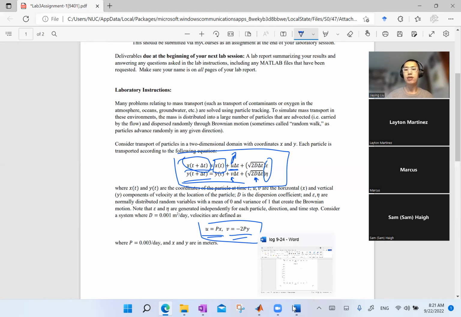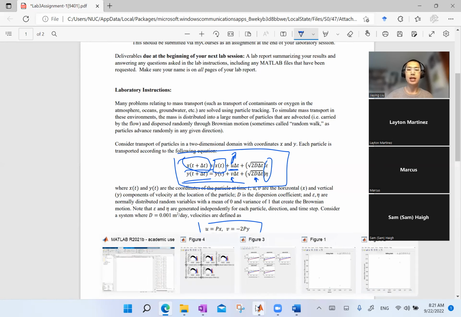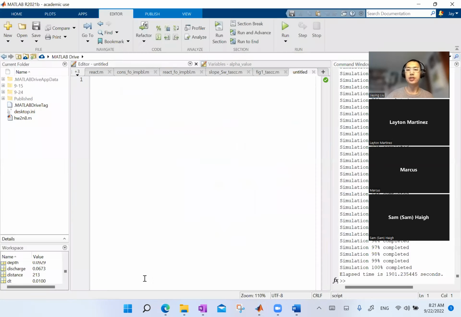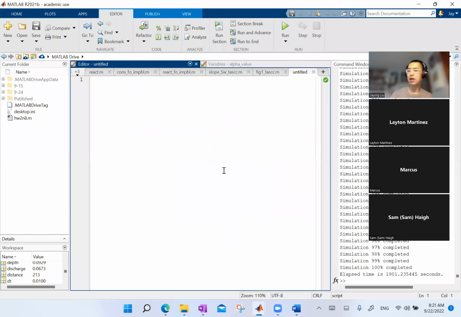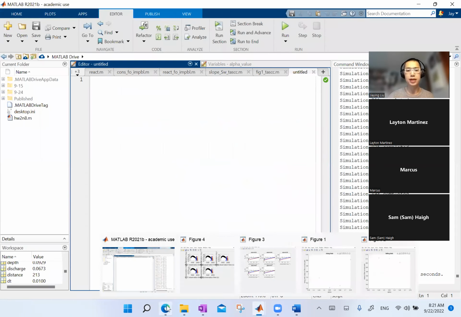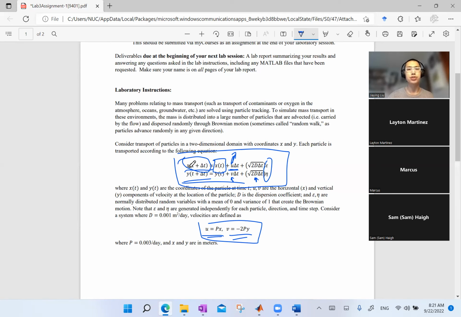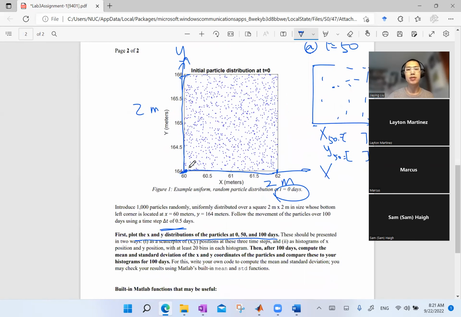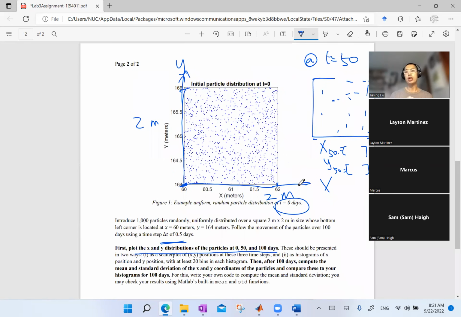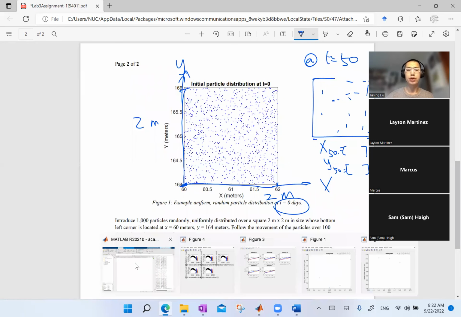All right, then. If you don't have any questions, I'm going to jump into MATLAB and start working on the first part of this lab, which is to generate this diagram. We want to know initially where the particles are. What's the distribution like at t equals 0? So that's the first thing we're going to work on.